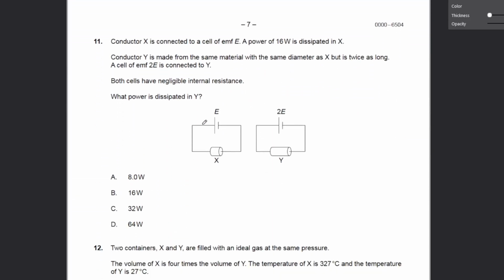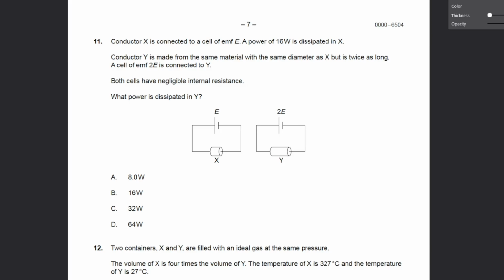Alright, next, question 11. Conductor X is connected to a cell of EMF E. A power of 16 watts is dissipated in X. Conductor Y is made from the same material with the same diameter as X, but is twice as long. A cell of EMF 2E is connected to Y. Both cells have negligible internal resistance. What power is dissipated in Y?